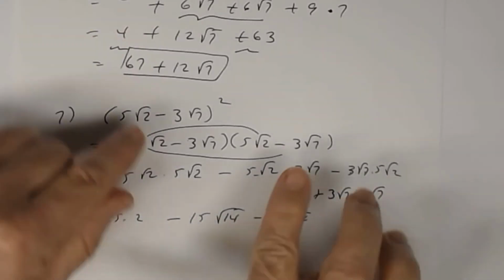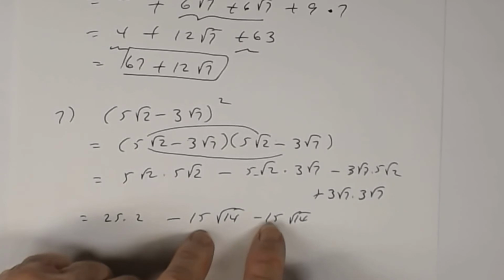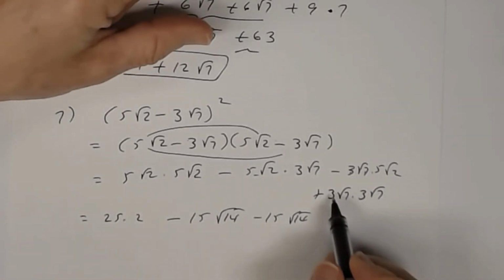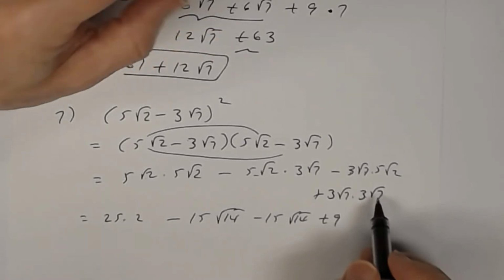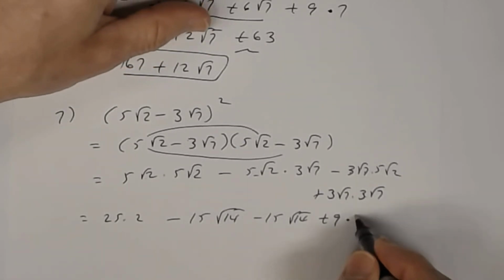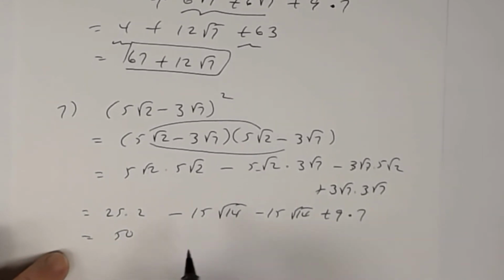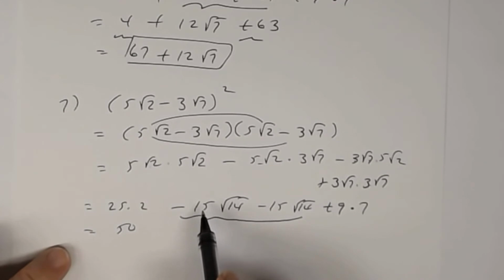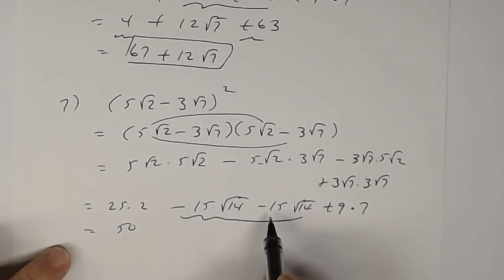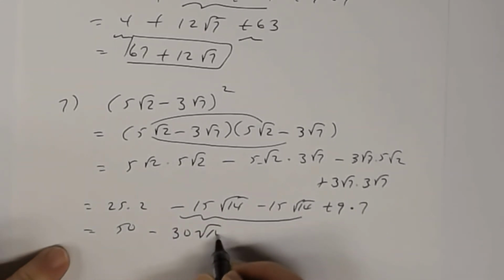And again, notice, remember, these are the same binomials, right? So the outer and the inner should be the same, and they are. See, they're both the same. And then 3 times 3 is 9, and the square root of 7 times the square root of 7 is the square root of 49, which is 7. And so now I get 50. 25 times 2 is 50. A negative 15 square root of 14, another negative 15 square root of 14, those are like terms, gives me a negative 30 square root of 14.